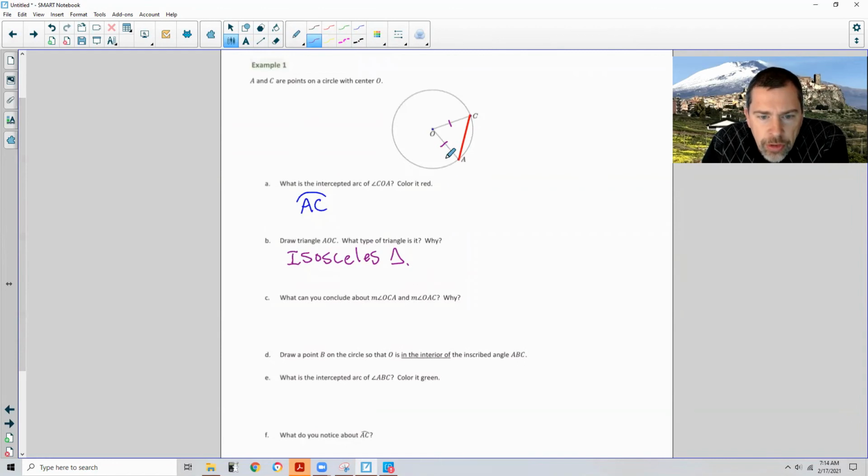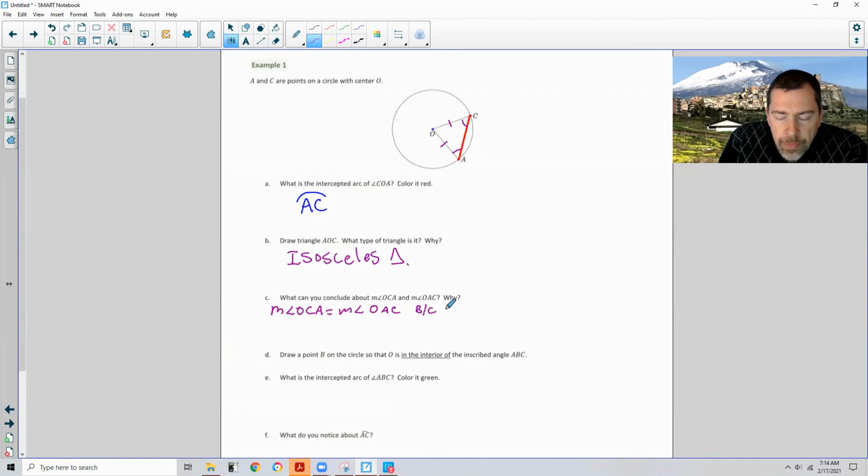What can you conclude about the measure of angle OCA and the measure of angle OAC? Well, they're congruent. So I'd say the measure of angle OCA equals the measure of angle OAC, because base angles of isosceles triangles are congruent.